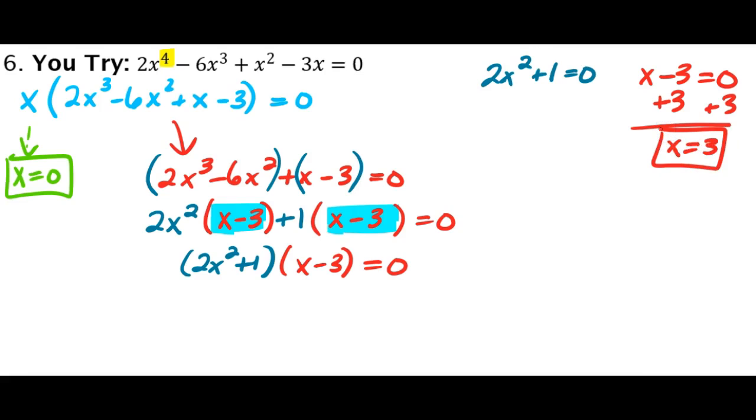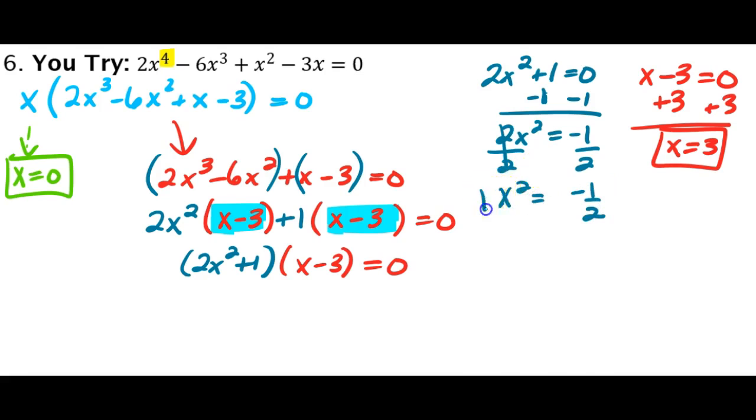So my other 2 answers are going to come from what's written here in teal. This is another problem where I can use square roots because it's missing that middle x term. So I need to get the square by itself, and I'm going to do that first by subtracting 1 from both sides, and then I'm going to divide by 2. So I have x squared equals negative 1/2. Now I have to take the square root of both sides and remember to put the plus or minus.